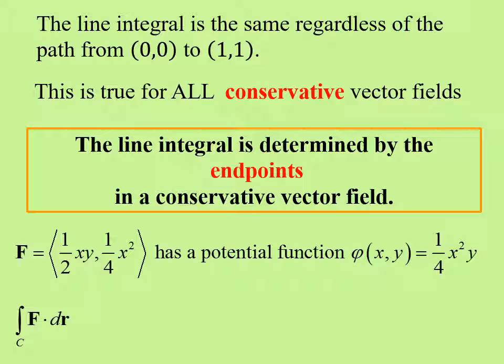Now, I'm going to show you a little bit more about this, but notice the conservative vector field given here, we just did this, has the potential function x squared y over 4. Now we can evaluate the line integral by simply substituting the endpoints into the potential function.